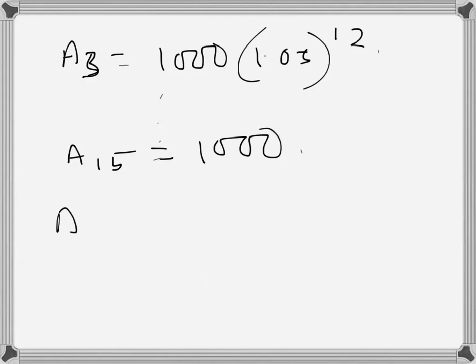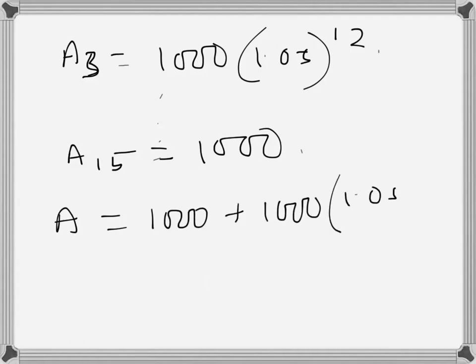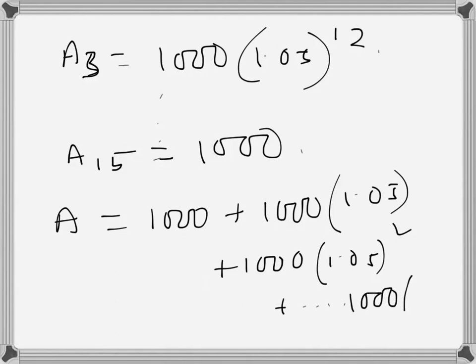So the total amount in this case will be 1000 plus 1000 times 1.05, if I write in reverse order, plus 1000 times 1.05 squared, like that, and up to 1000 times 1.05 to the power 14. We can see the first one's 1.05 power is 0.